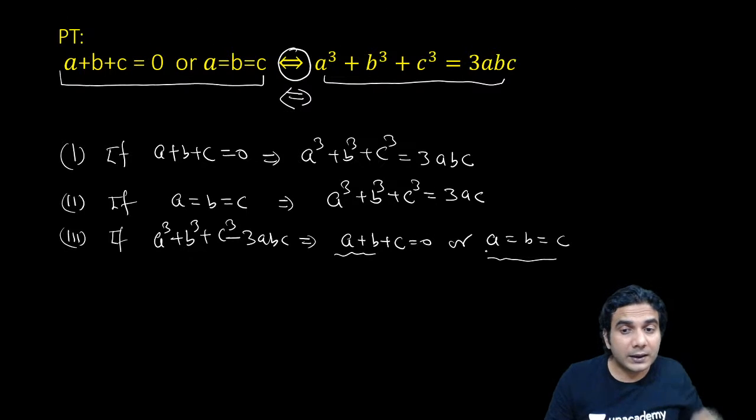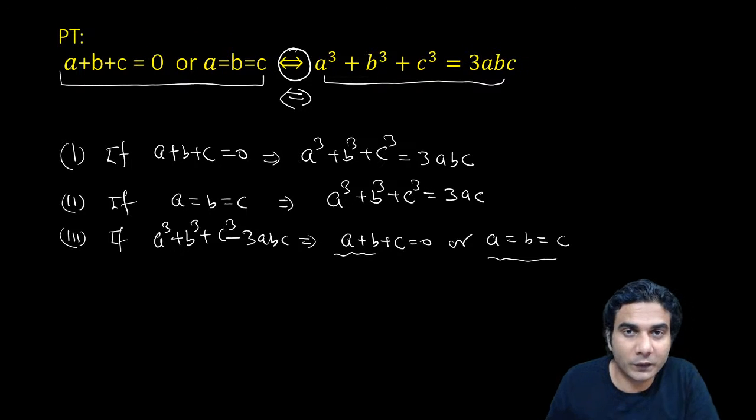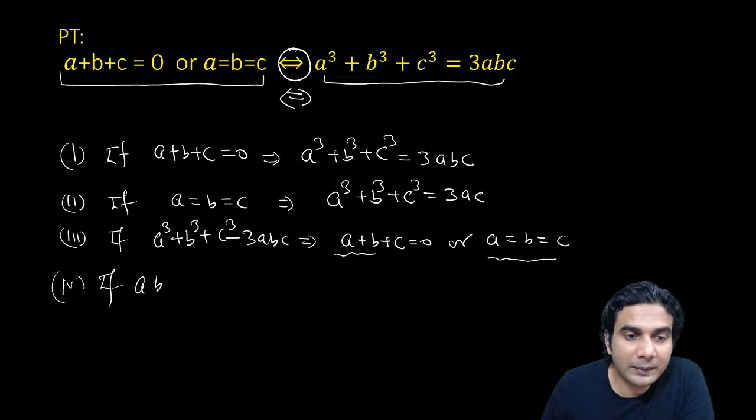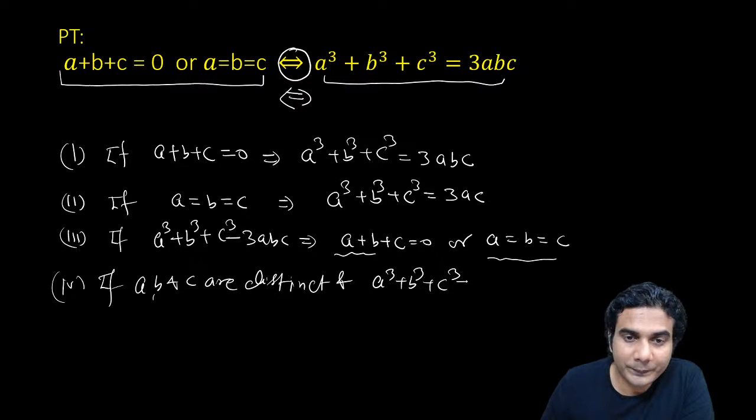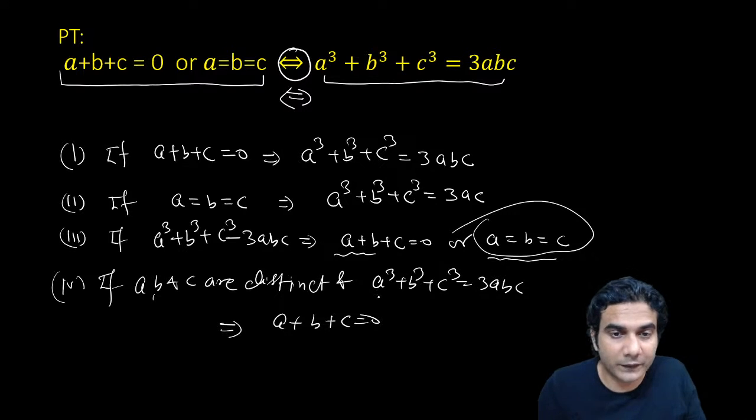But if it is given that A plus B plus C is not equal to 0 and A cube plus... let me write in the fourth point, whenever you have this, if A, B and C are distinct, and A cube plus B cube plus C cube is equal to 3ABC, this implies that A plus B plus C is equal to 0. Because the second result is not possible, the first must be true. Okay, first must be true.